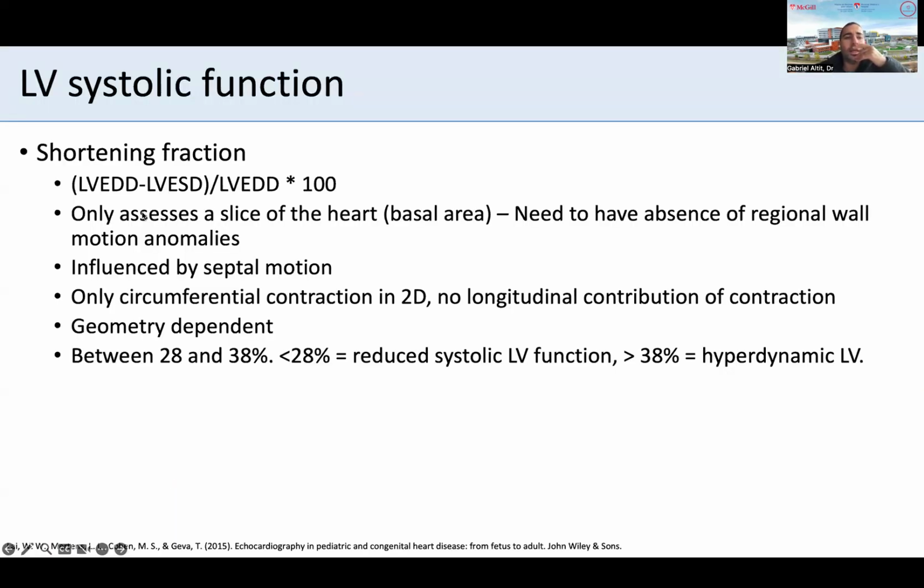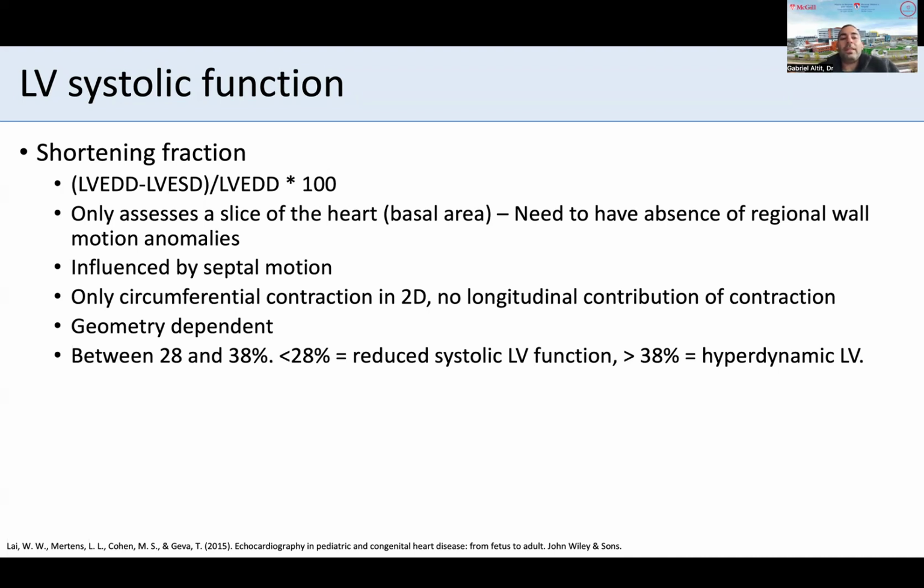So what is shortening fraction? It's basically the LV end diastolic diameter minus the LV end systolic diameter, divided by the LV end diastolic diameter. It does access only one slice of the heart, which is just around the basal area near the papillary muscle, so it's typically at the tip of the mitral valve. It is influenced by septal motion. So if you have, for example, septal dyskinesia or RV hypertension that's causing the LV to move paradoxically, or if you have any other problems with your septum, like a big VSD, then it really will not provide you a great estimate of the underlying inherent cardiac function of the LV.